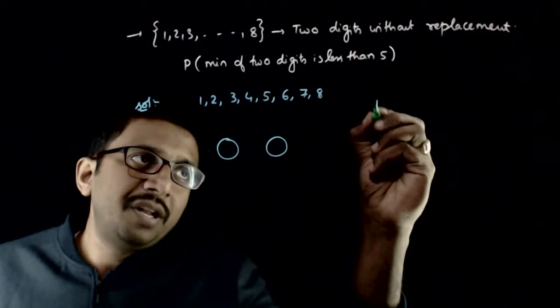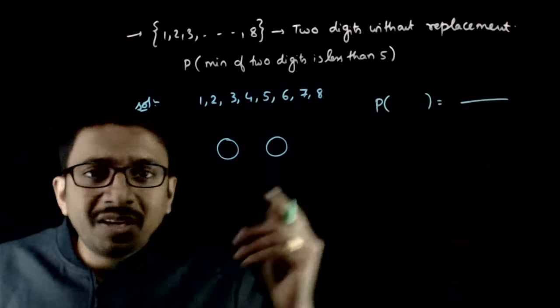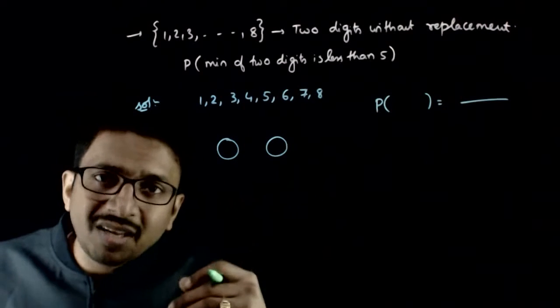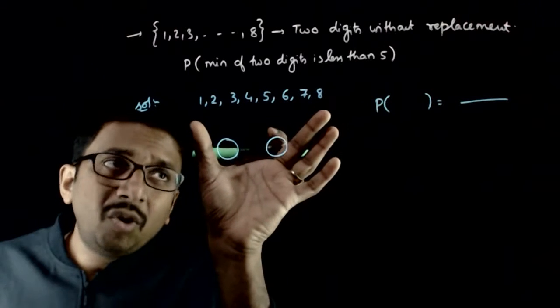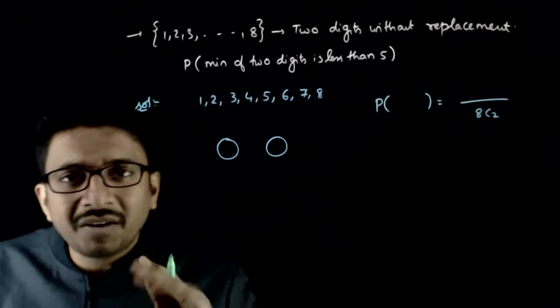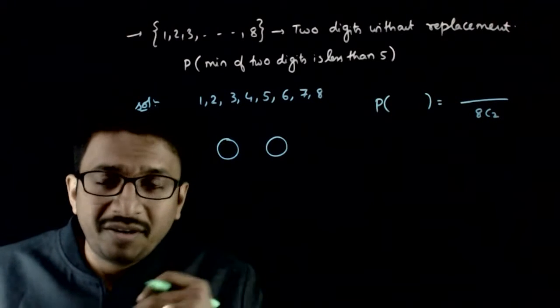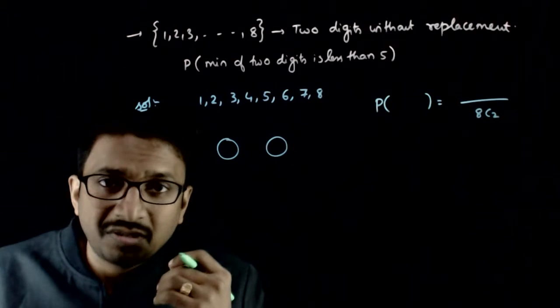To find the probability of this event, let us first determine the denominator. What are the number of ways in which you can select 2 numbers out of these 8 numbers? That's nothing but 8C2. So the denominator will be 8C2. So let us fix that. What should come in the numerator? What are the favorable outcomes?